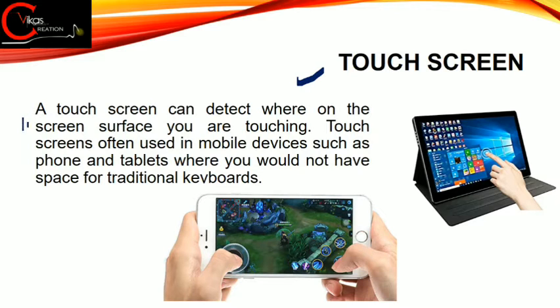Well, a touch screen can detect where on the screen surface you are touching. Fine. Now touch screens are often used in mobile devices such as phones and tablets, where you would not have space for a traditional keyboard. Fine. You can see over here we have a Windows tablet. Fine. In this Windows tablet we don't have any keyboard, so it is made with a touchscreen display only. So by using our hands we can easily select multiple things over here.